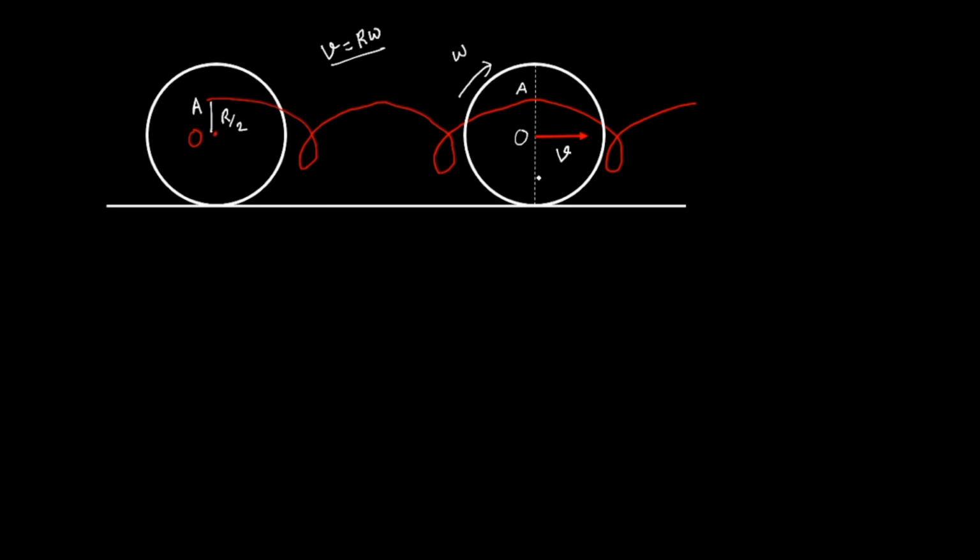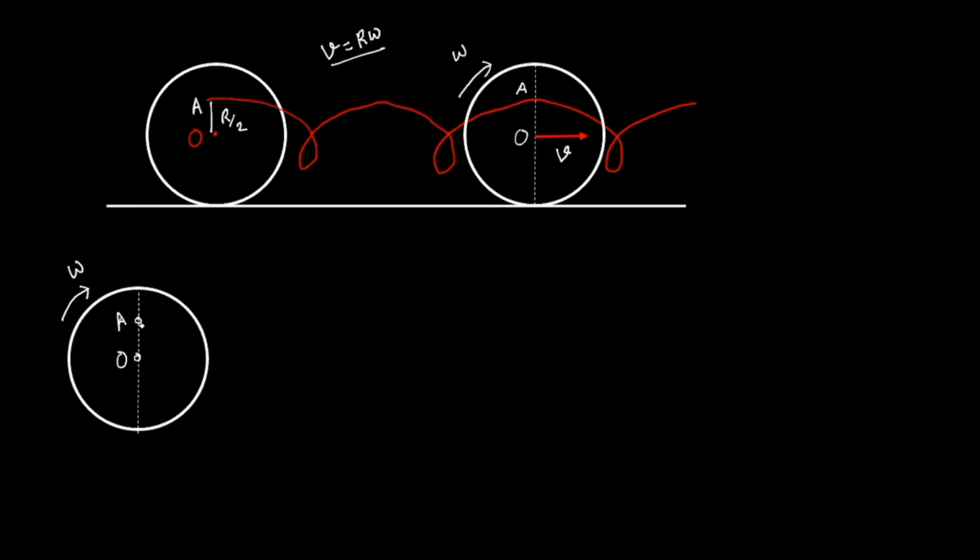Now you can see that the center is moving with uniform velocity. That means it can be used as an inertial frame of reference. So let us observe the motion from the center of the ball, and in the frame of the center of the ball it will be a pure rotation. In the frame of center O, with A here and O here, it is a pure spinning ball, we can say.